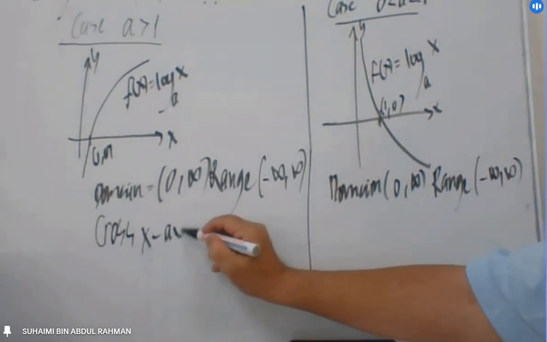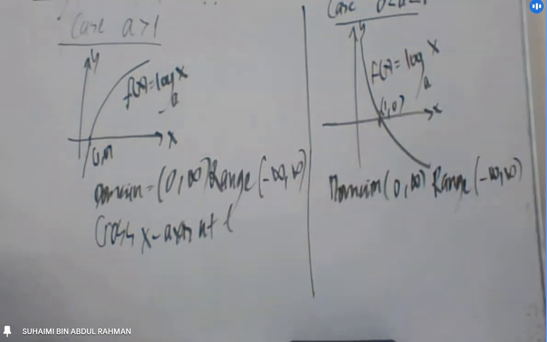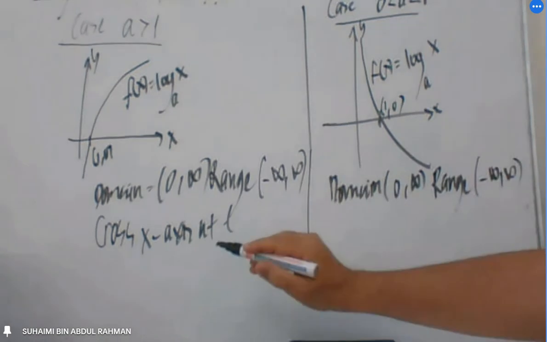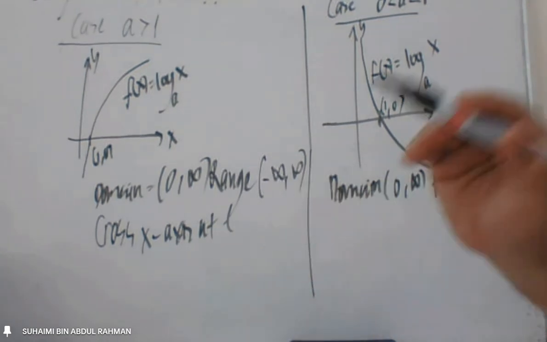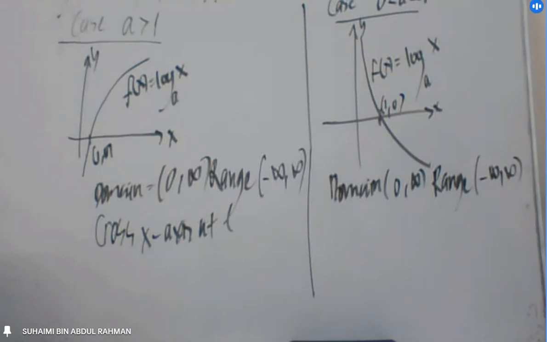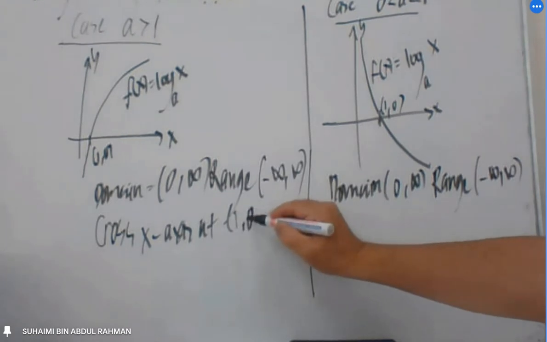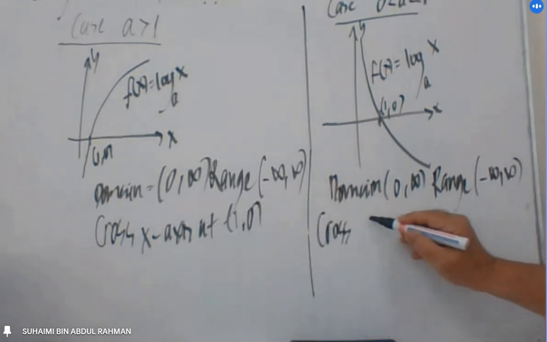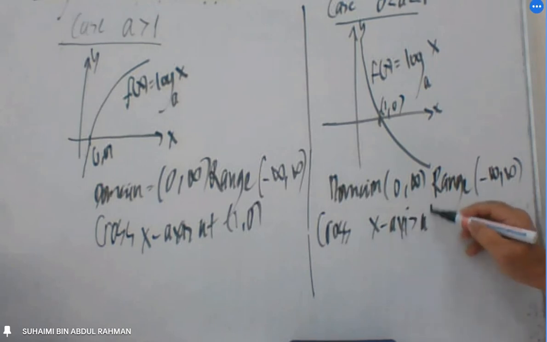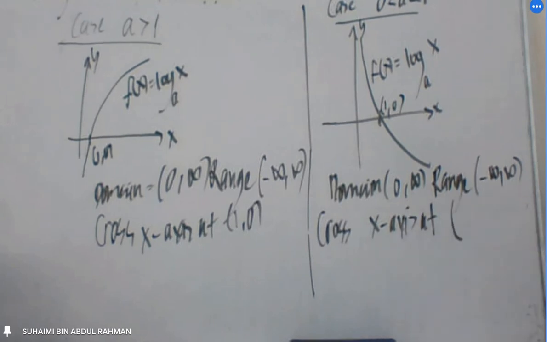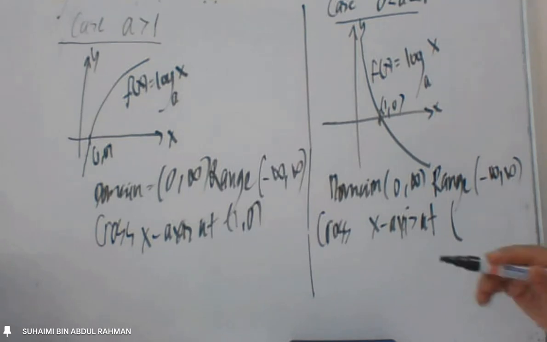The graph crosses the x-axis at the point where y equals 0. We talk about points now: (1, 0). The graph crosses the x-axis at the point (1, 0).